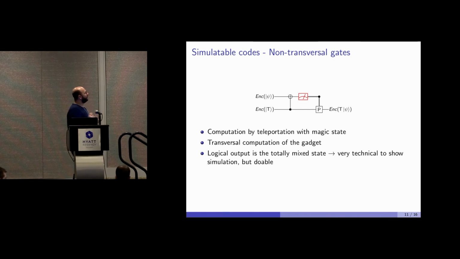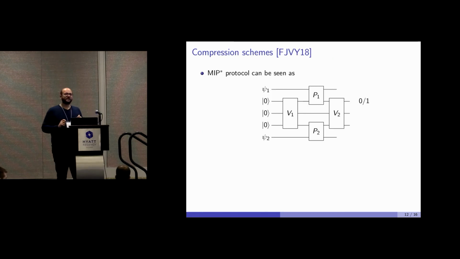So this is the overview of what simulatable codes are, and now we switch gears to our second tool, which is the compression scheme of Fitzsimons et al. When you look at the MIP* protocol, you can see it in a different way, as a circuit. In this circuit, the verifier, who is polynomially bounded, first performs some polynomial time computation. Then she sends some message to each prover, who can apply whatever unitary they want, even an exponential time unitary, and then they answer back to the verifier, who decides to accept or reject. So I'm just writing a protocol as a quantum circuit.